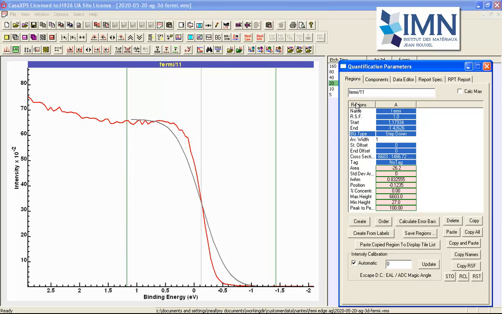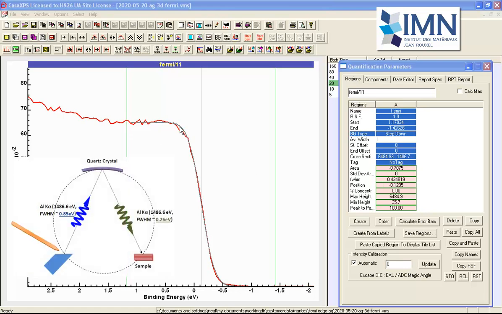When we press the region button here, then the error function is fitted to the data. This delivers both a full width half maximum and a position. The full width half maximum is a measure of the speed with which this drop occurs. So this is characterizing the energy resolution of a particular measurement. The fact that we have a full width half maximum of 0.43 for this particular edge is related to the fact that these data were measured using a monochromatic X-ray source.